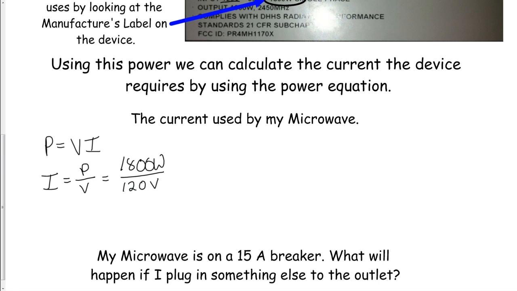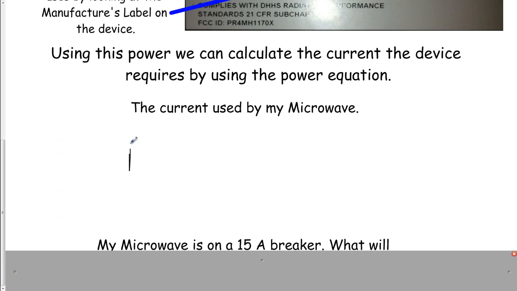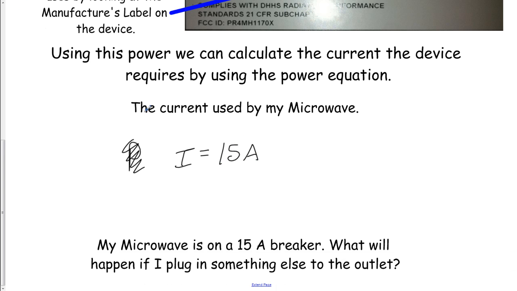All right, and if I pull up my calculator here, so let's go ahead and pull up a calculator. All right, so we just calculated that the current from my microwave is 15 amps. Now, if you remember, the previous slide says that my microwave is on a 15 amp breaker. So what will happen if I plug something else into it? Well, that's going to increase the amount of current that's going to be flowing through my breaker, which is then going to trip the breaker.